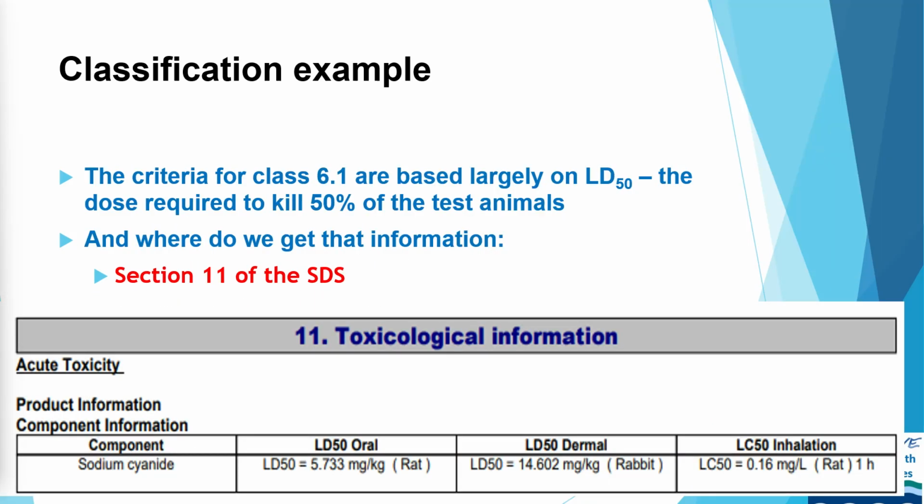The criteria for class 6.1 are based largely on LD50, the dose required to kill 50% of the test animals. So where do we get this information? Well, again, the safety data sheet, specifically section 11. The slide shows an excerpt from the sodium cyanide safety data sheet.